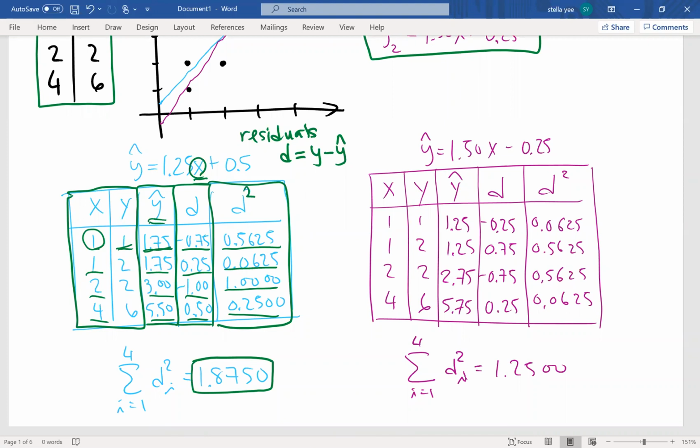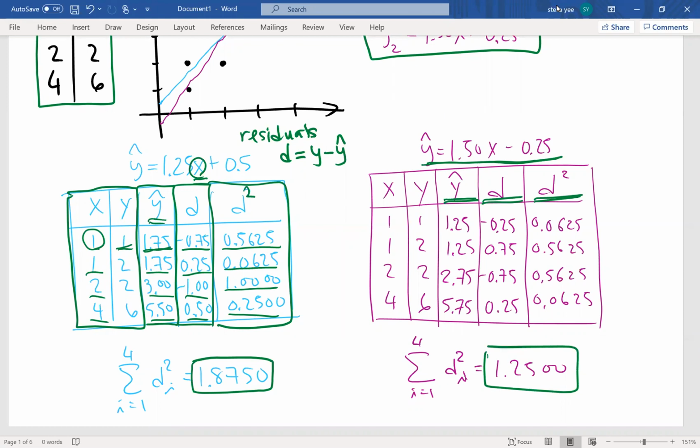By itself, it doesn't really mean much, but we can compare against the purple formula over here. We have a different approximation for the data set, and I've computed the same things. I computed the approximate y value using this new formula, computed the residual, squared the residual, and added it all up. That turned out to be 1.25.